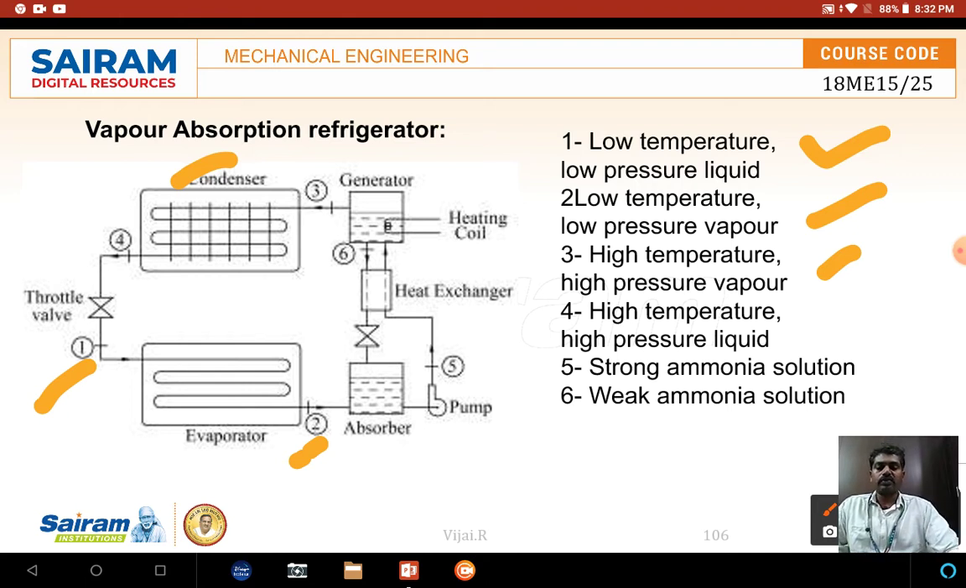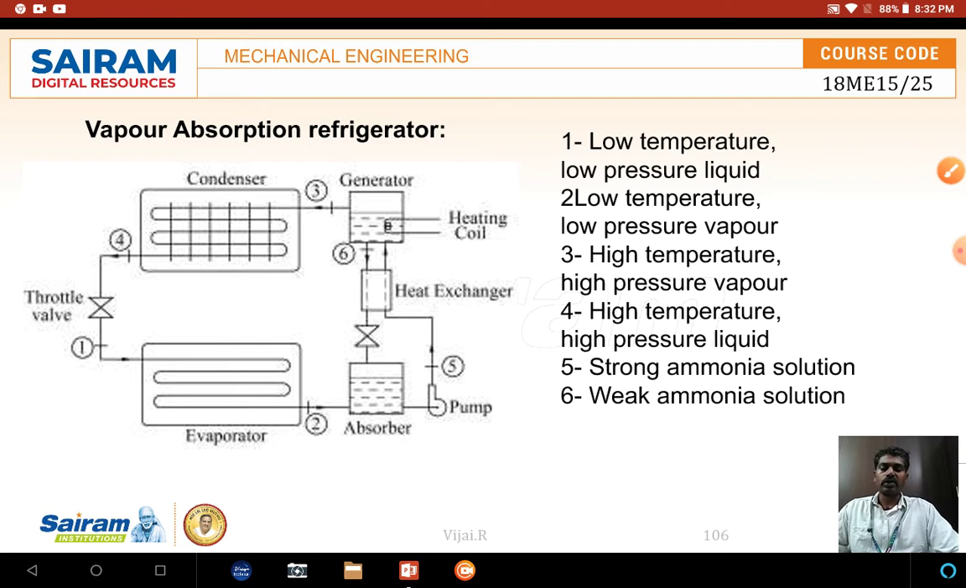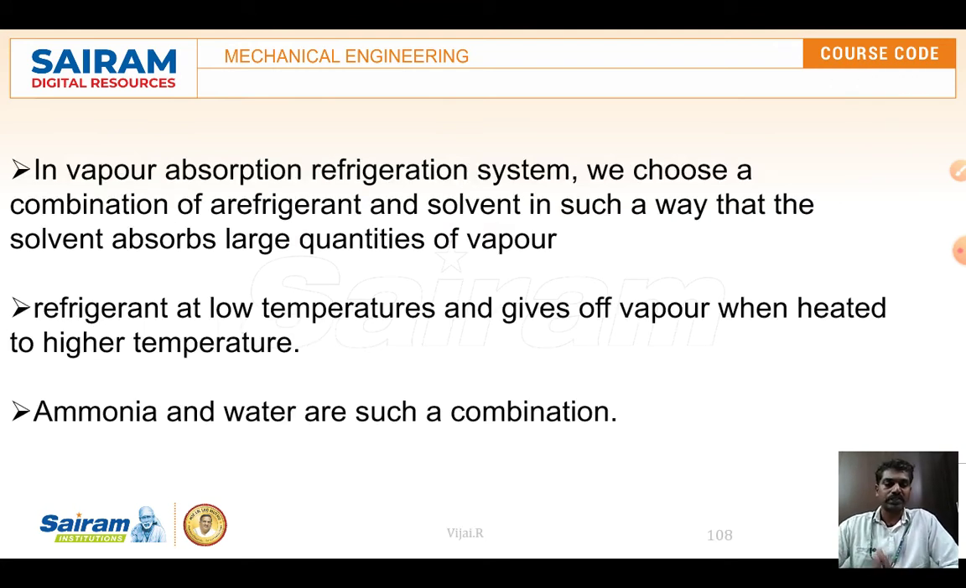In the fifth, we can see a pump where the ammonia solution is pumped, and both weak and strong ammonia solutions are present. Let me see one by one what is weak ammonia, what is strong ammonia, and how it functions. The basic components in the vapor absorption system are a generator, a pump, an absorber, and then the condenser, evaporator, and expansion valve. The condenser, evaporator, and expansion valve are as in the vapor compression system, but the generator, absorber, and pump are new to the absorption system.